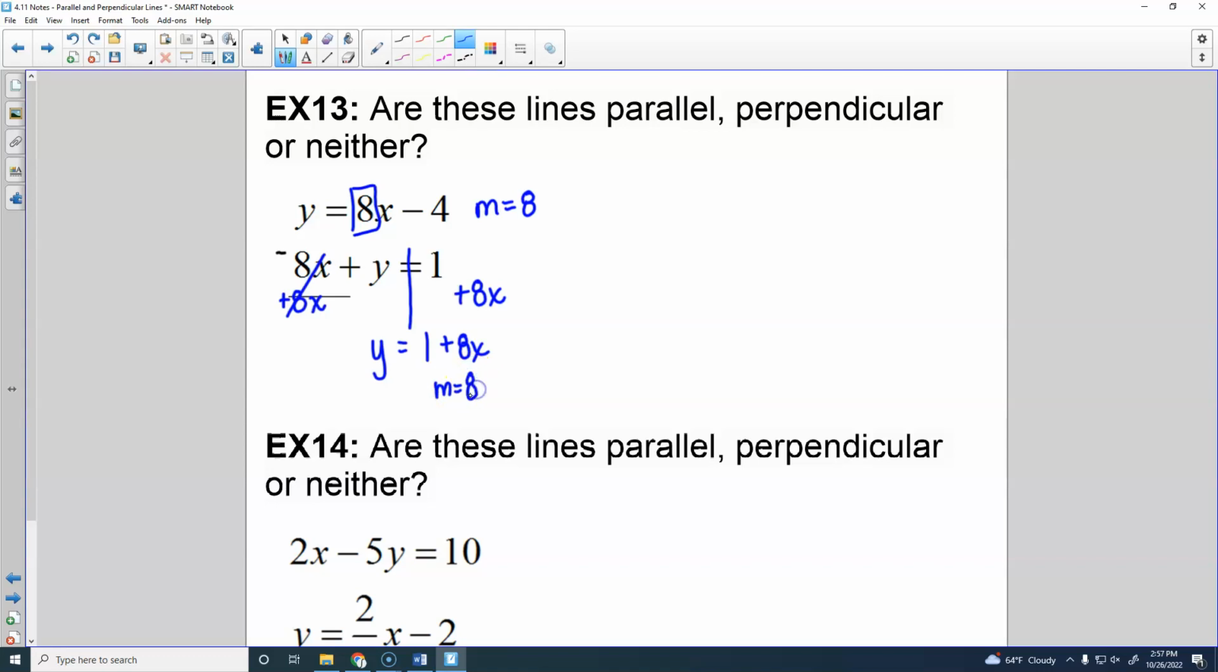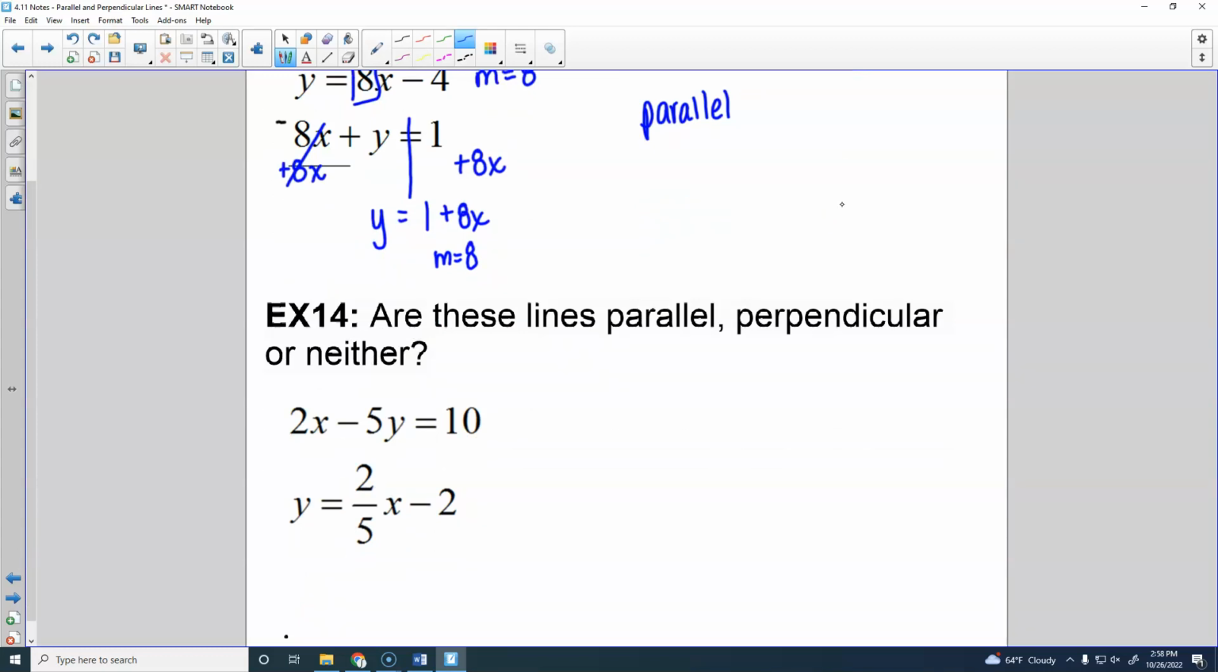It's also 8. So if they have the same slope, but they do have different y-intercepts, right? It had -4 here, +1. What does that tell me about the lines? Are they parallel, perpendicular, or neither? Parallel. If they have the same slope, parallel lines. Slope is your steepness. Parallel lines have to have the same steepness, right? If one line is steeper than the other, then they're going to cross, right? But for them to never touch, they have to have the same steepness.